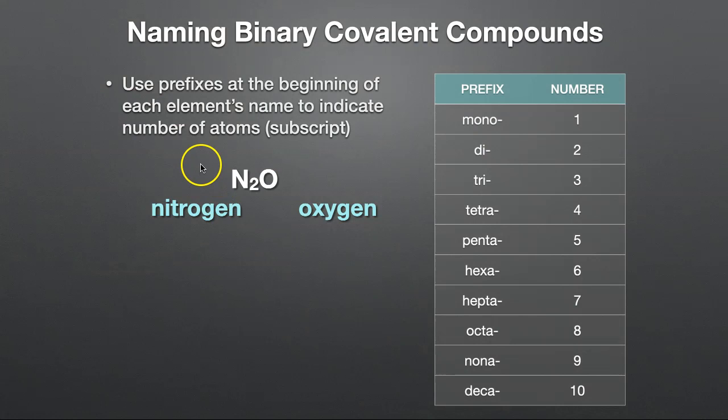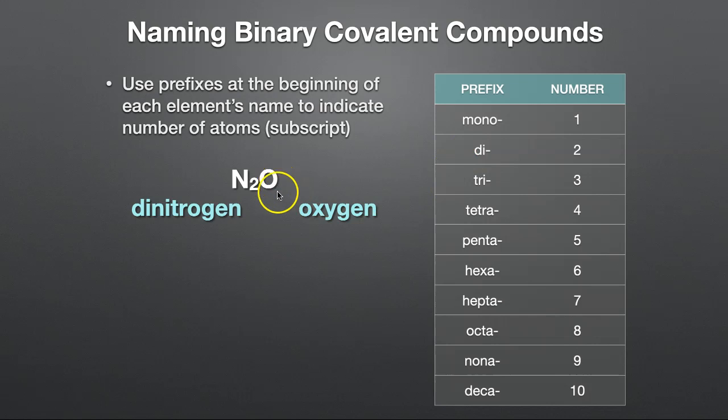You are going to add prefixes at the beginning of each element's name that matches the subscript for that element. No crisscrossing with covalent compounds. What's the prefix for 2? That should be the prefix that I put in front of nitrogen. And I can see it's di. Again, it's not bi, because bi is a Latin prefix. Di is the Greek prefix.